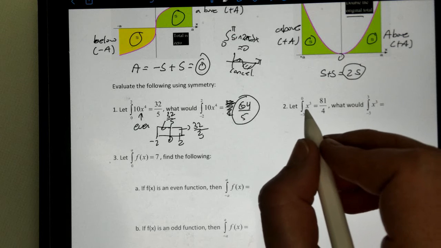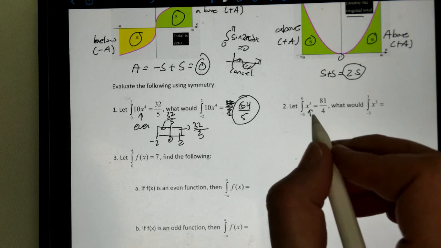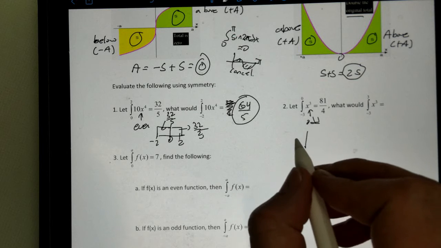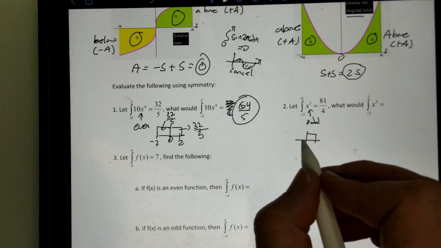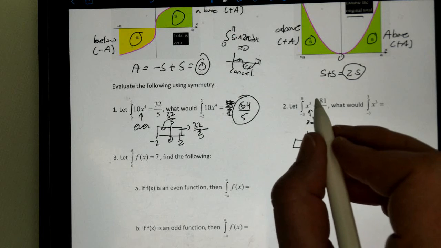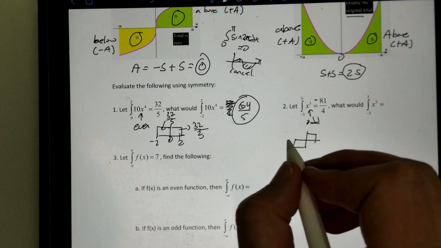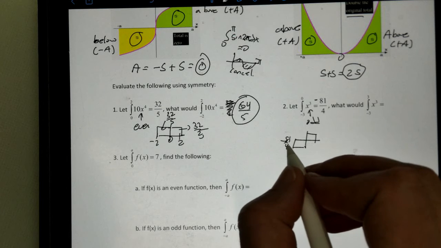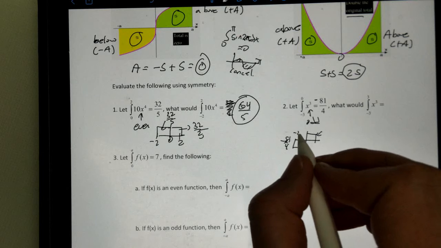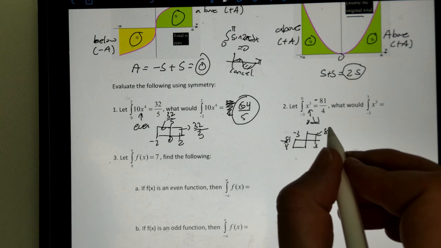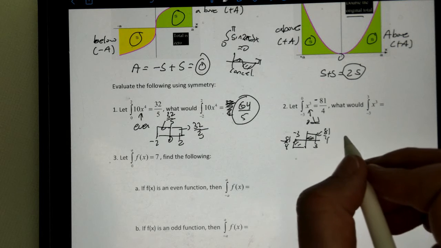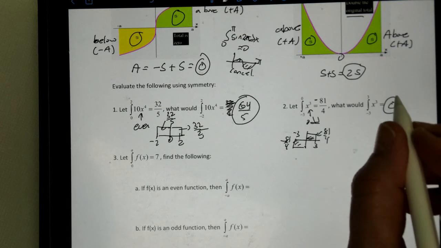Now, what about a problem like number 2? Well, let's do x cubed. Well, I know that this is an odd function. So what that's telling me is that between negative 3 and 0, that should actually be negative right there. This is going to be a negative 81 over 4. And over here, that's from negative 3 to 0. From 0 to 3, it's going to be positive 81 over 4. So what's going to happen to those? Well, if I add them up, they're going to cancel each other out. They're going to give me 0.